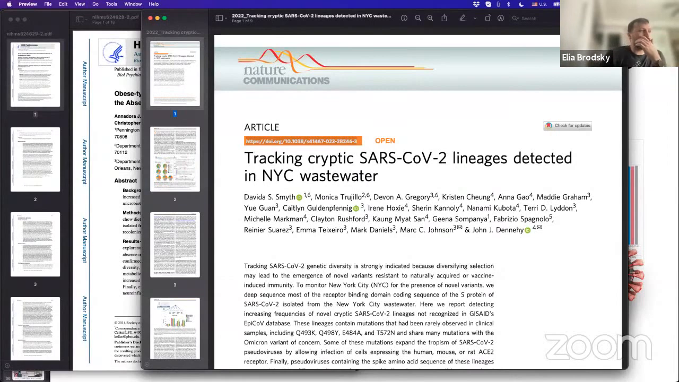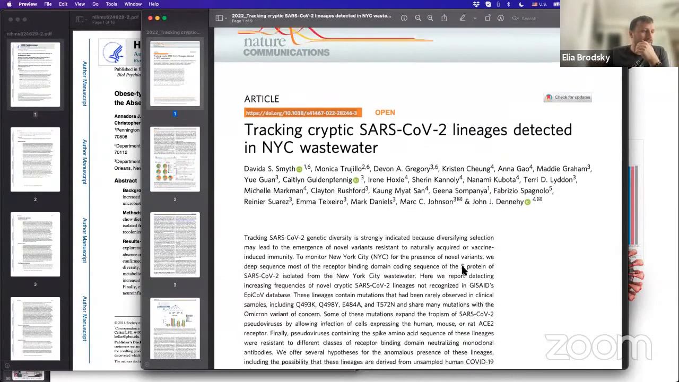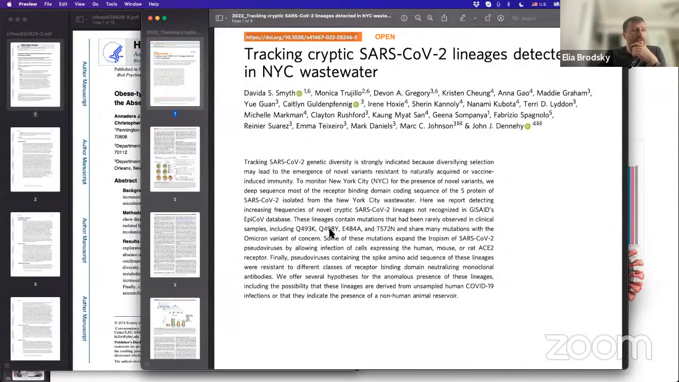The interesting conclusion that they arrive at is, first of all, they identify specific mutations that are not found in clinical samples. Number two, they took those mutations and checked in terms of binding, transmission and replication, how they replicate in different types of cells. And they offer several hypotheses on how these could be driven by a non-human animal reservoir. So what does that actually mean?